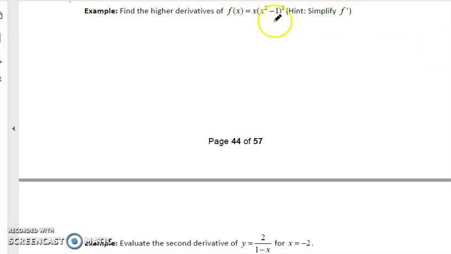And this time it looks like it's a fairly complicated function, everyone. We have f of x, well, at least it's explicit. It's not implicitly defined. So you have f of x is equal to x multiplied by, and then in brackets, x squared minus 1, to the power of 2.